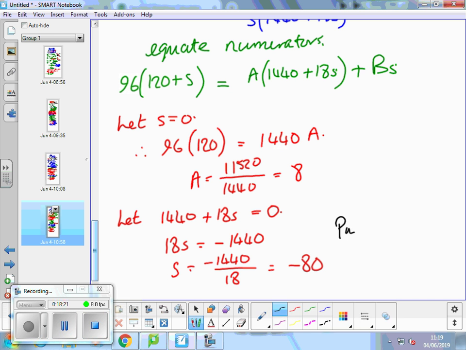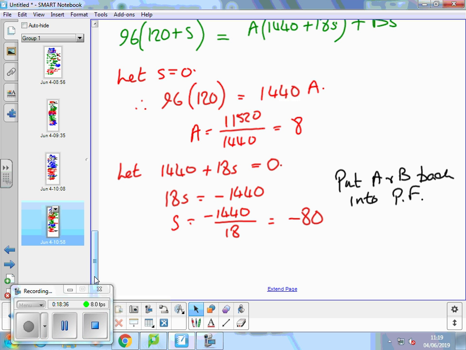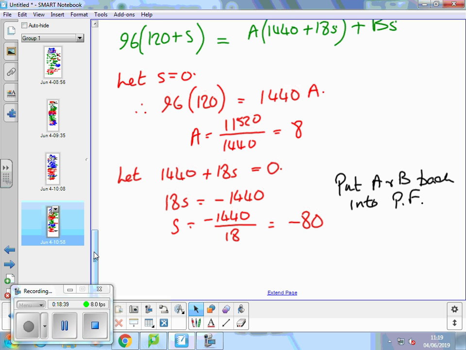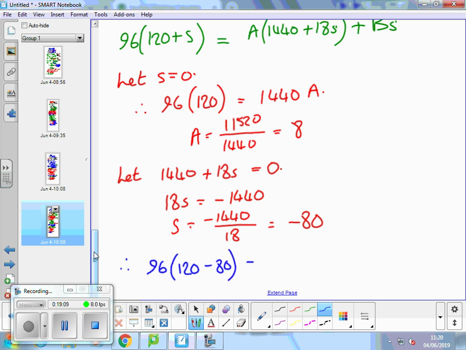And then we can put A and B back into partial fraction. Oh no, we've got S. Sorry, we've got to get B. So we can now go, therefore, 96 times 120 minus 80 is equal to minus 80B.